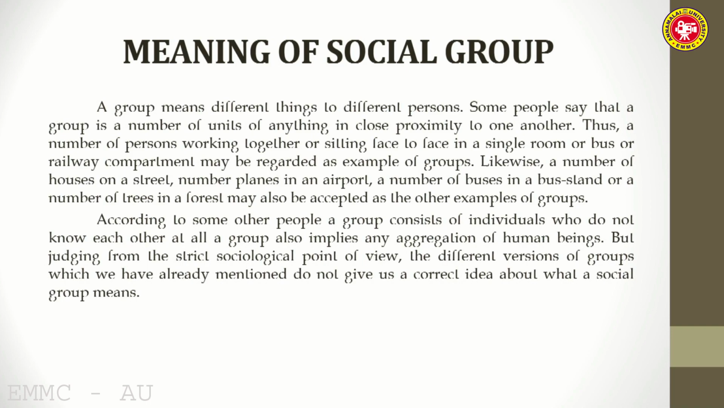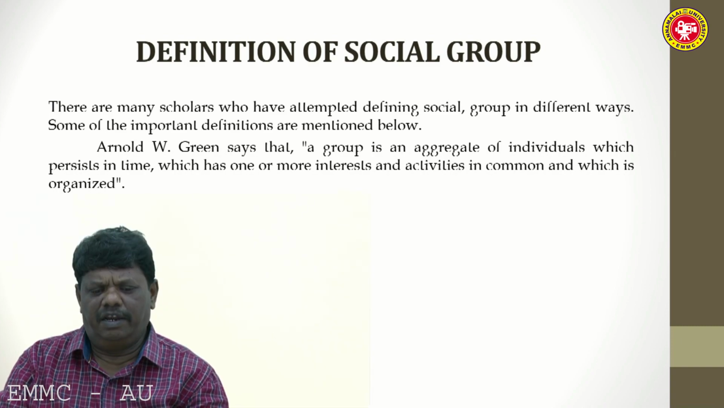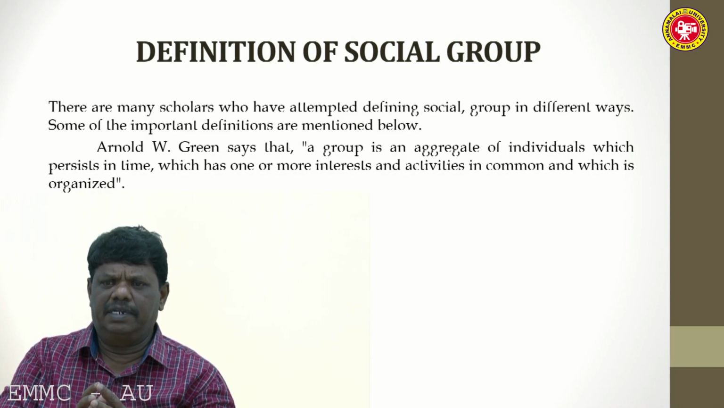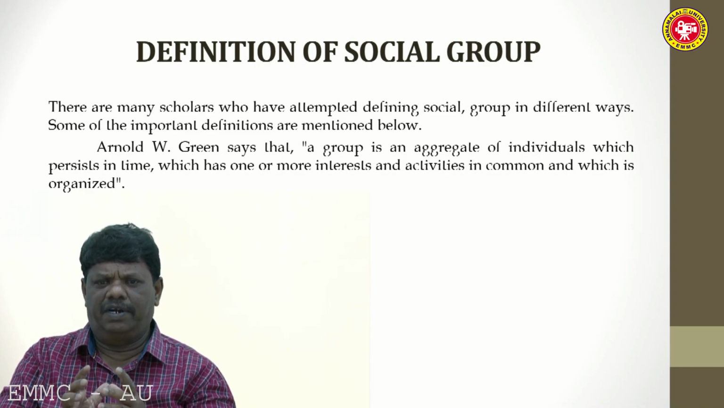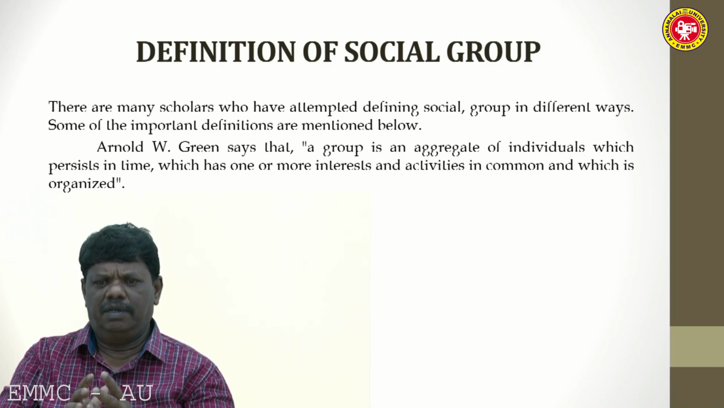But judging from the strict sociological point of view, the different versions of groups which we have already mentioned do not give us a correct idea about what a social group means. The definition of social groups. There are many scholars who have attempted defining social groups in different ways. Some of the important definitions are mentioned below.